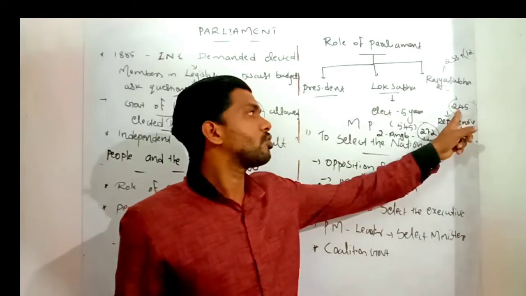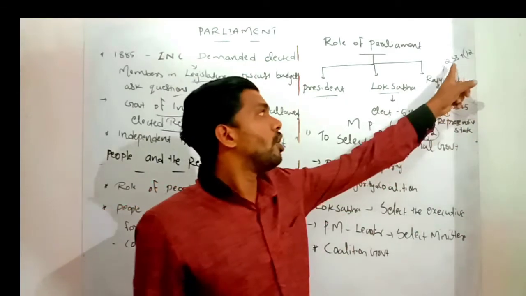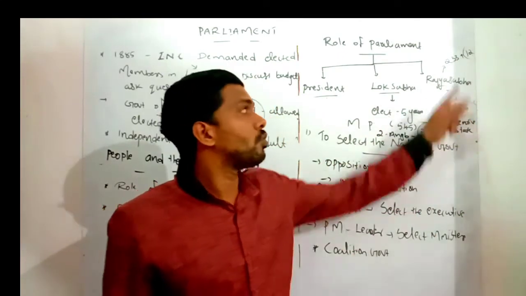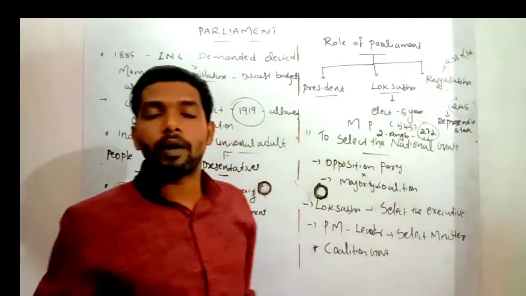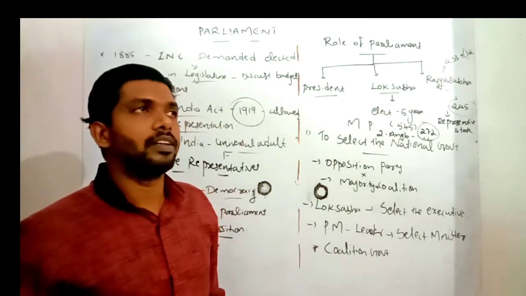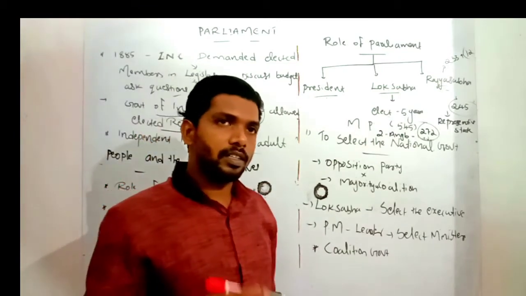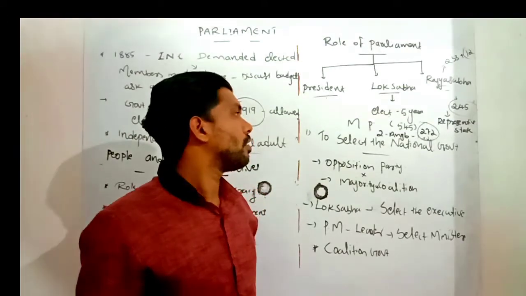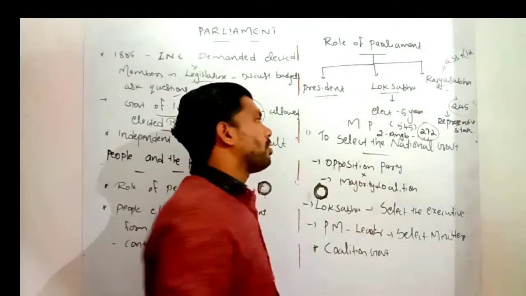Total seats are 245. Out of that, 233 are nominated by different states, and 12 are specially recruited by the president. The president elects 12 members from the fields of art, science, literature and sports. So that's about the role of parliament in India.